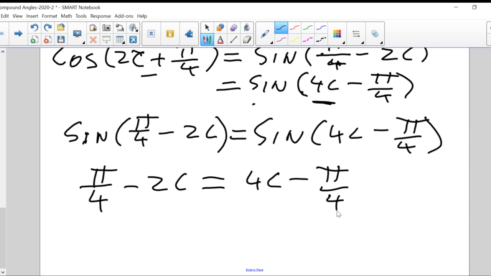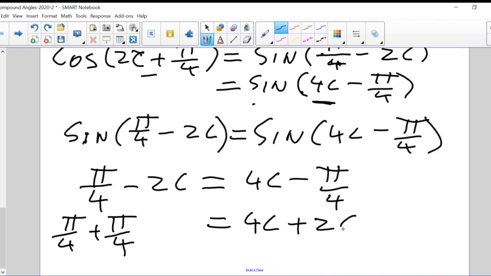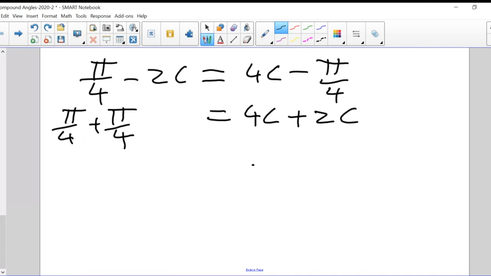No more sines anymore. Bring the 2c to the other side and bring that pi over 4 to the other. So I'm going to have pi over 4 plus pi over 4 is equal to 4c plus 2c. I'm just doing regular, ordinary algebra at this point. So this would give me 6c on this side, and 2 pi over 4 on this side. And then all I need to do now is divide both sides by 6.